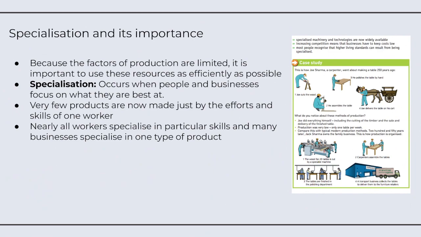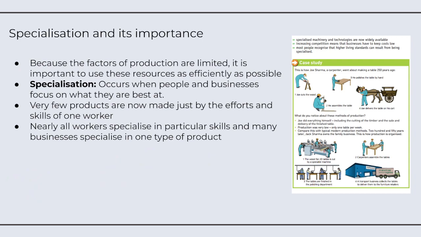Okay, let's talk about specialization and its importance. The factors of production are limited, so it is important to use these resources as efficiently as possible. Therefore, specialization comes in. This occurs when people and businesses focus on what they are best at. So very few products are now made just by the efforts and skills of one worker. Nearly all workers specialize in particular skills, and many businesses specialize in one type of product.